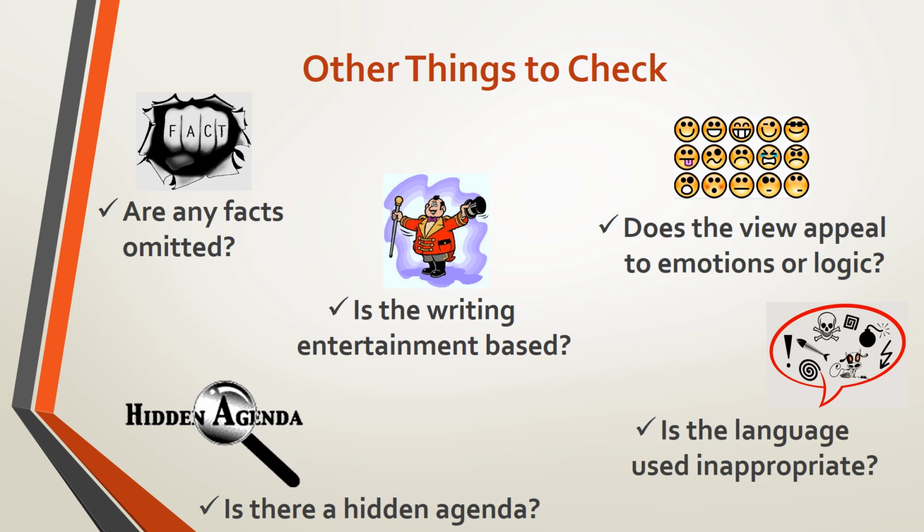Finally, is there a hidden agenda to the source? All of these are clues that the information source may not be objective, and you may need to look elsewhere. A good place to look would be the library resources, including peer-reviewed articles from a library database.